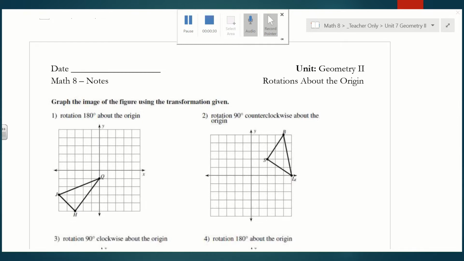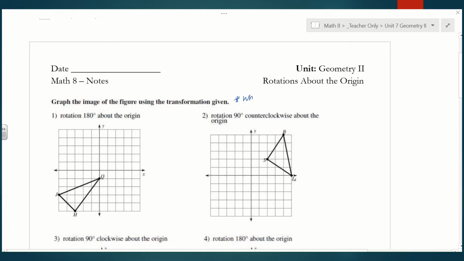We're going to look at all rotations, multiples of 90. So 90 degrees clockwise, counterclockwise, 180 degrees, 270 degrees, and so on. One thing that I want you to remember is that if the rotation does not specify the direction, so if it doesn't tell you to go counterclockwise or clockwise, you assume that you go counterclockwise. I'm actually going to make a note of that right away.